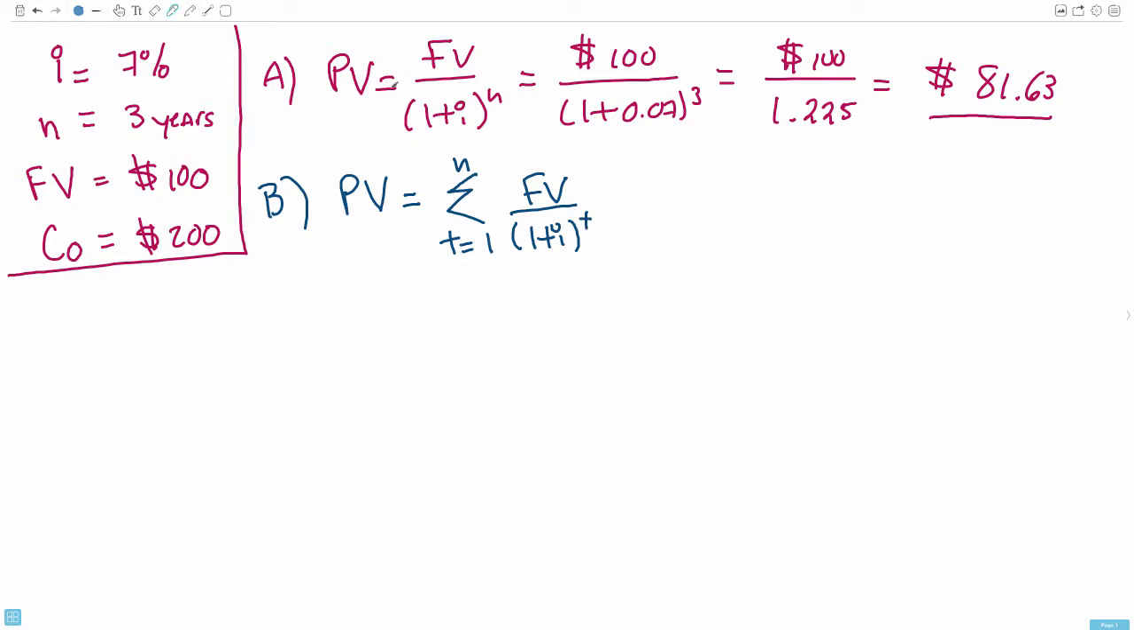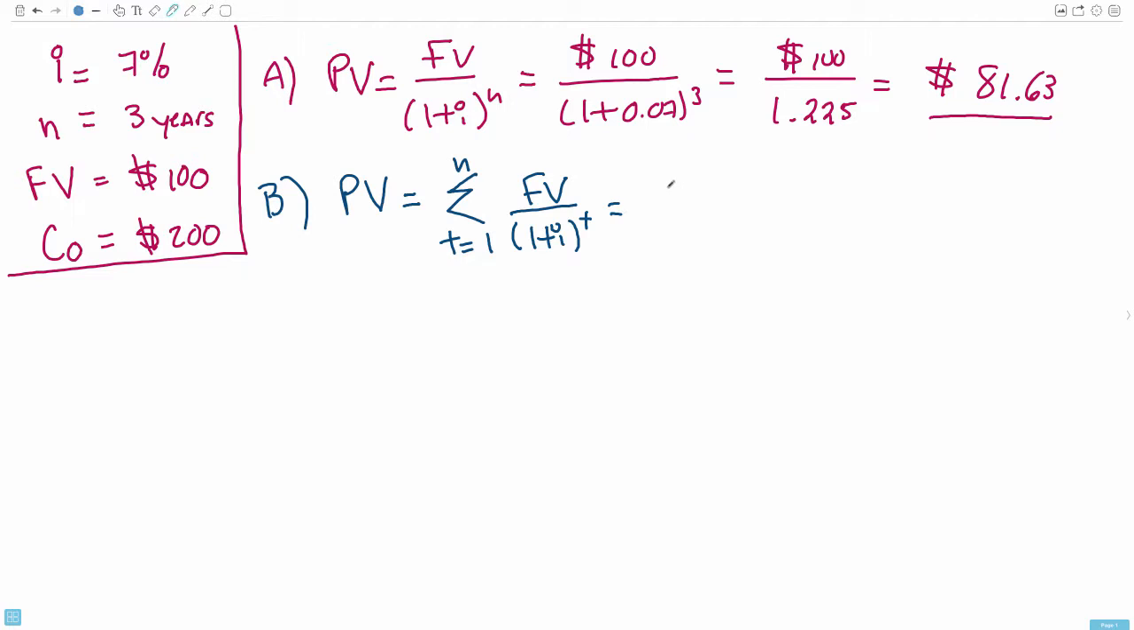Now, notice the difference between this formula and the previous one. There is no summation here, while we have this summation here. Now, what we are trying to determine here is the following. You are going to be receiving $100 in 1 year, plus another $100 next year, plus another $100 in year number 3. And you want to determine how much is the equivalent today of receiving these three amounts in these 3 different periods of time.